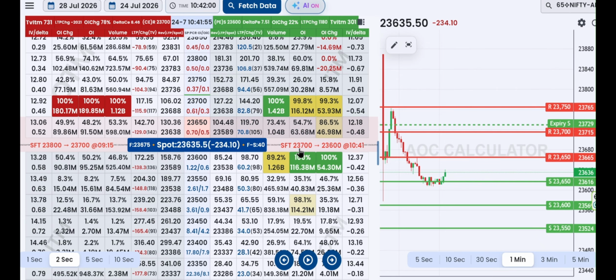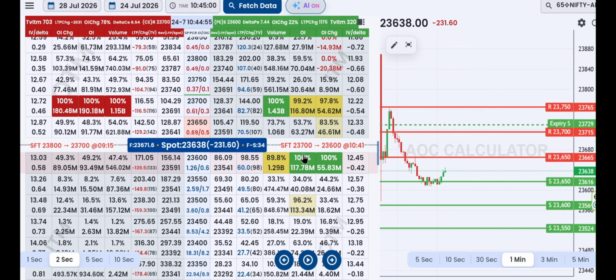Now at around 10:45 a.m., 23,600 becomes a strong support with 100% volume, 100% OI, 100% OI change. On the other side, the call OI change is greater than the put OI change, but it represents only 49% strength. The strongest resistance is still present at 23,700. This gives us confidence that 23,600 can act as a strong bottom reversal support.